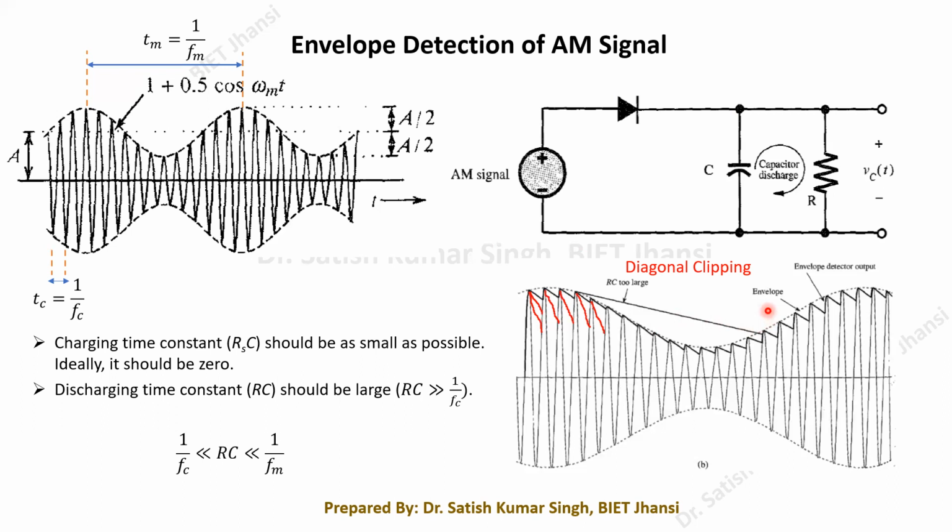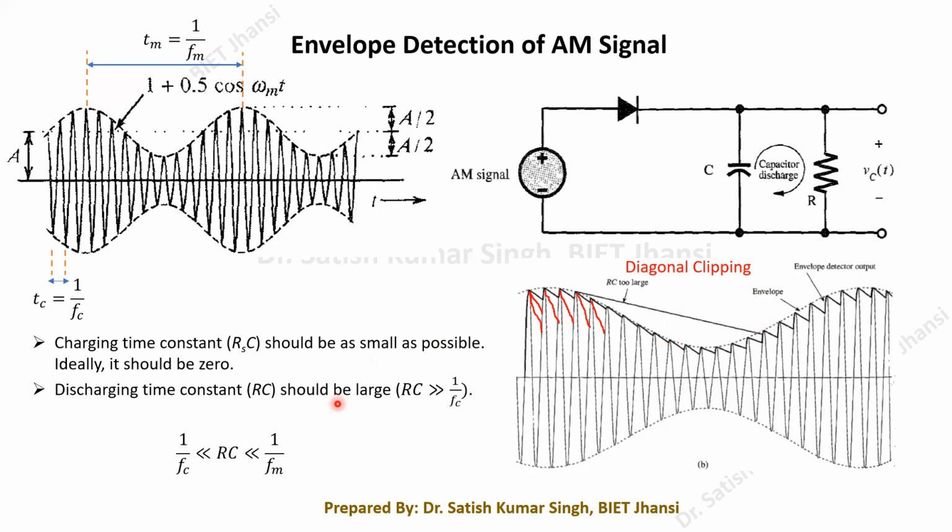Generally, whenever the RC constant is too large, this particular phenomenon is called diagonal clipping. Here I have written it as diagonal clipping. So try to understand that our discharging time constant should not be very large.